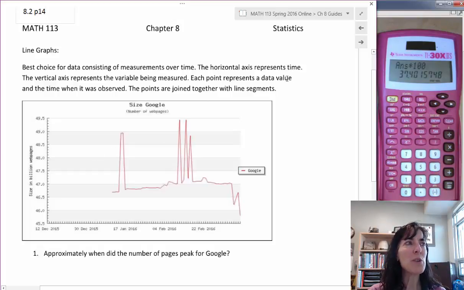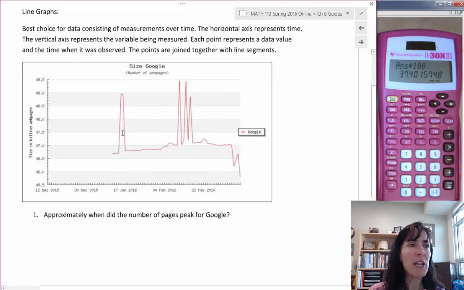Each point represents a data value and the time it was observed, and then the points are joined together with line segments. So for example, on January 17th, 2016, there were 49 billion web pages on Google. That's a lot.